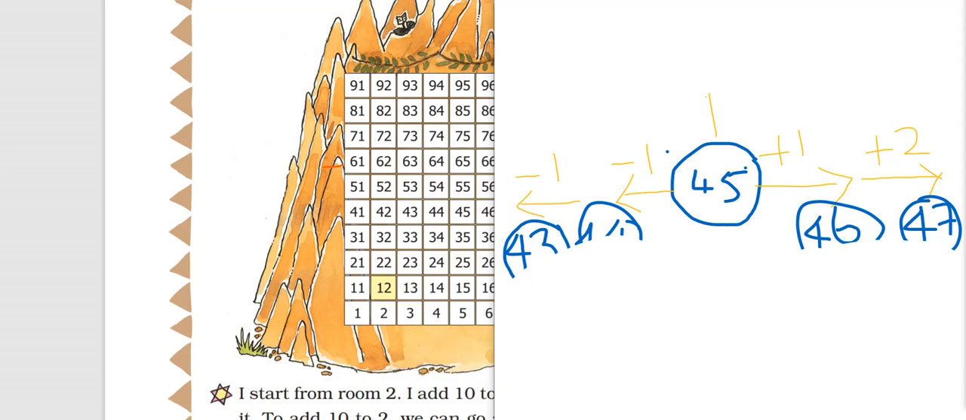Now if you're going one step up, you are adding 10. If you go one more step up, you're adding another 10. So 45, you're adding 10, you come to 55. And you add one more 10, you come to 65. You need to notice that the number in the ones place is not changing. Only the number in the tens place is changing.